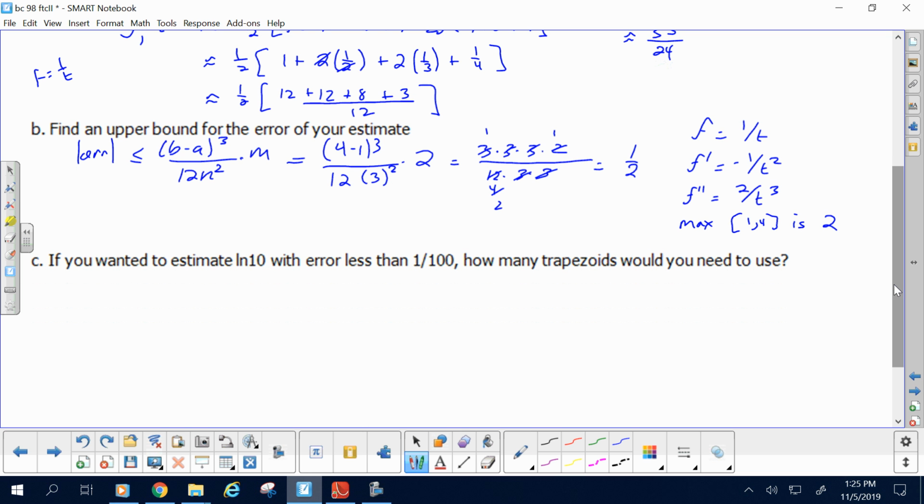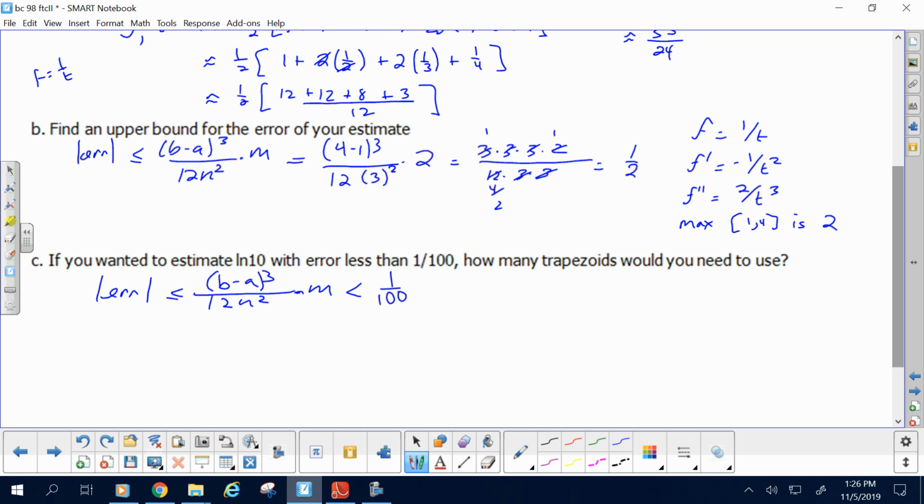All right. Say I wanted to estimate the natural log of 10 with error less than 1/100. How many trapezoids would I need to use? Well, let's start here. I know my error is less than or equal to (b minus a) cubed over 12 n squared times m. If I could get my error bound to be less than 1/100, then wouldn't the error also have to be less than 1/100? Yeah? Okay, so I need to figure out how do I get my n big enough so that the error bound falls below 1/100 and therefore the error is less than 1/100. So I'm going to work around here.